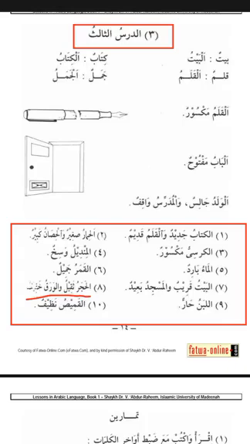Thaqil, khafif. Al-labanu harrun. The milk is hot. Harrun is the opposite of baridun.